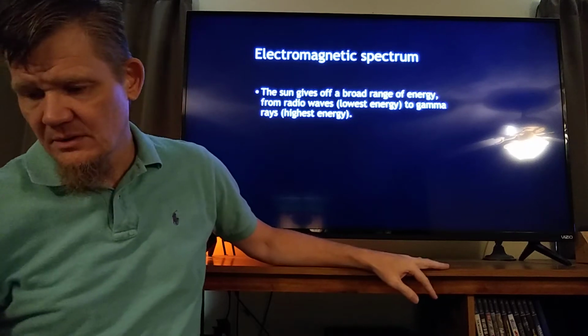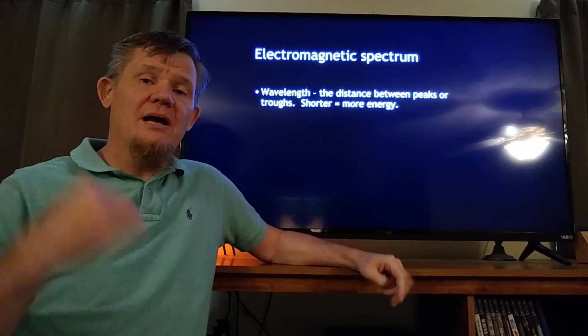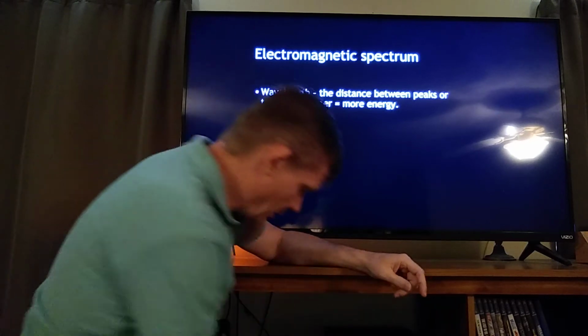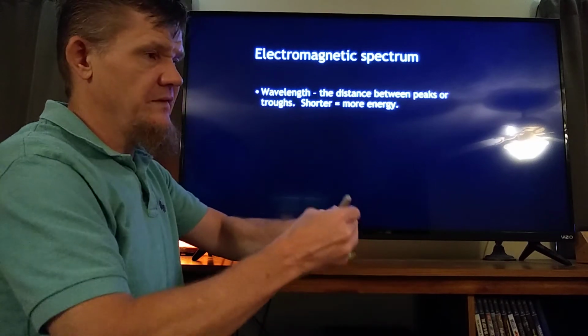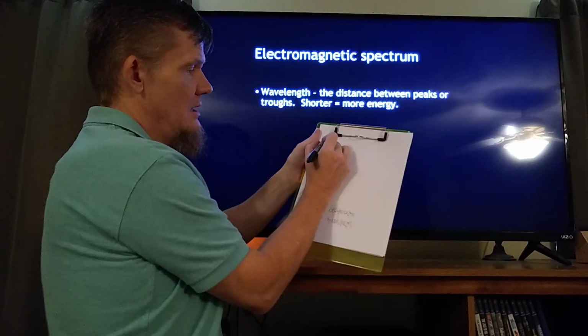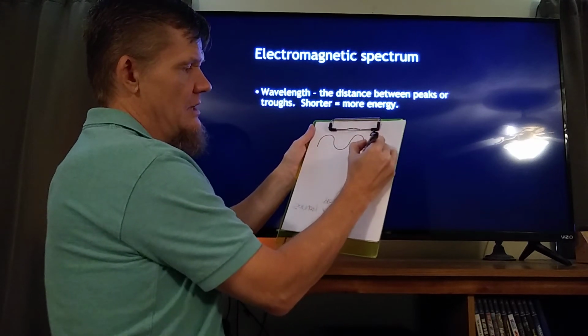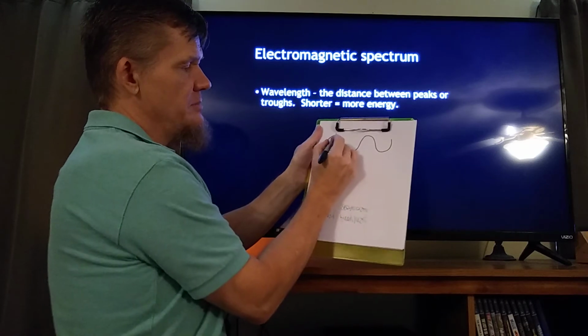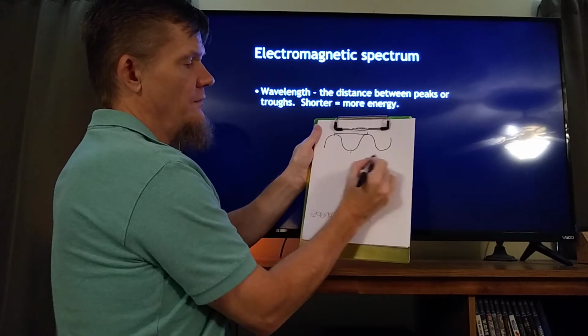Let's talk about how this spectrum is organized, and that is by wavelengths. So, what is a wavelength? You probably talked about this in physics in high school. A wavelength is the length of the wave, either from peak to peak or from trough to trough.